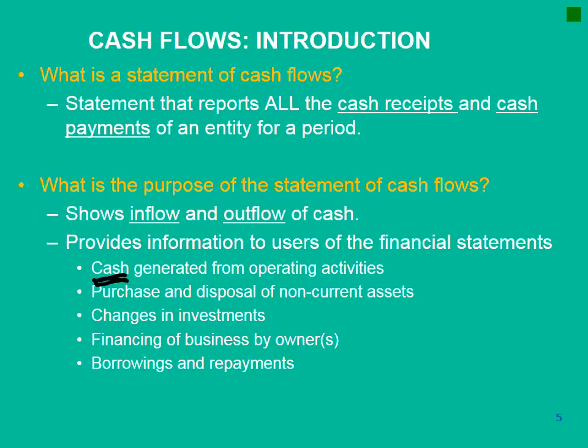Remember, we do the statement of profit and loss on an accrual basis. We have debtors and creditors, so not all the amounts on the statement of profit and loss have actually been received and paid. Whereas in the cash flow, we're going to be showing how much cash has actually been generated from operations, how much money has been spent on purchasing and disposing non-current assets, any changes in investments and financing of the business, how much the owner's put in, whether it's share capital or just capital from the owner of a sole trader, any borrowings, loans, and repayments of those loans. Those are the things that will be shown on the statement of cash flows that a reader can't get from the other information in the financial statements.